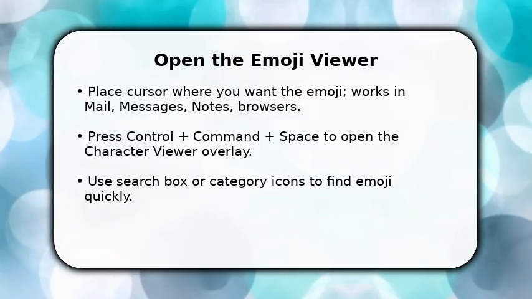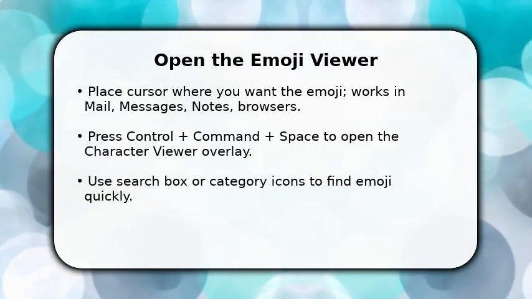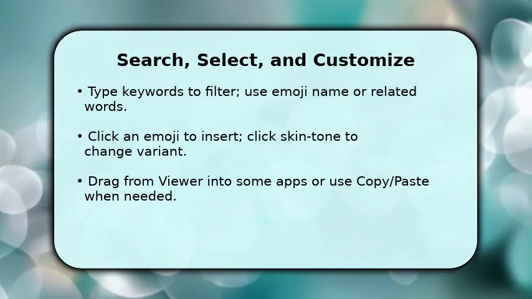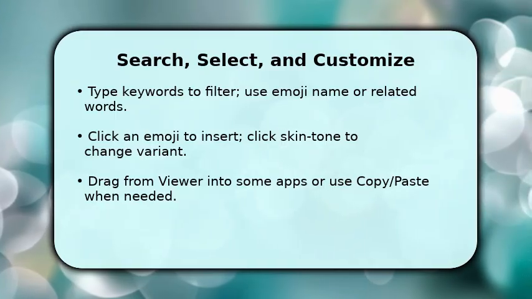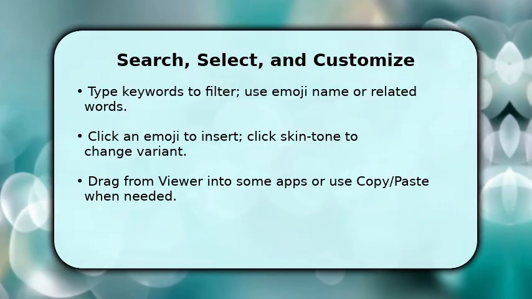This step lets you see emoji plus symbols and special characters without leaving your app, which speeds up typing and keeps focus on the task. Once the viewer is open, you can quickly find the right emoji by typing keywords. This is why search is essential when you have many choices.